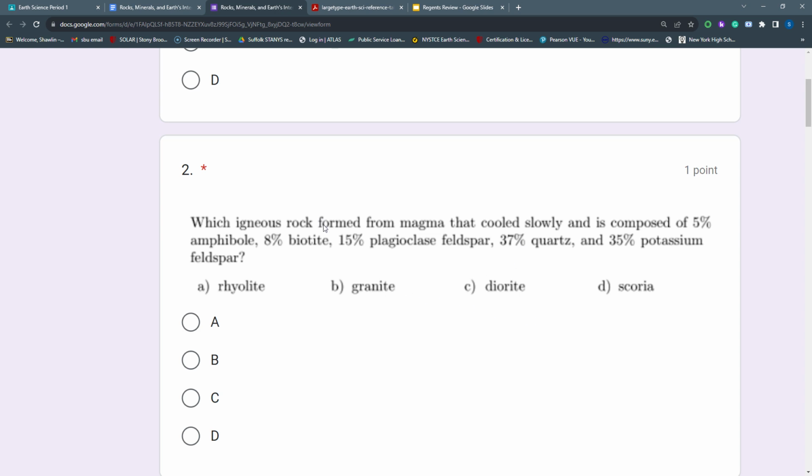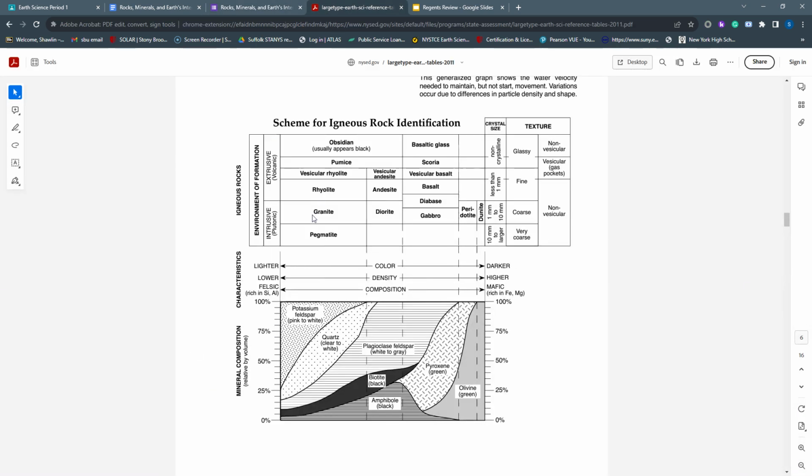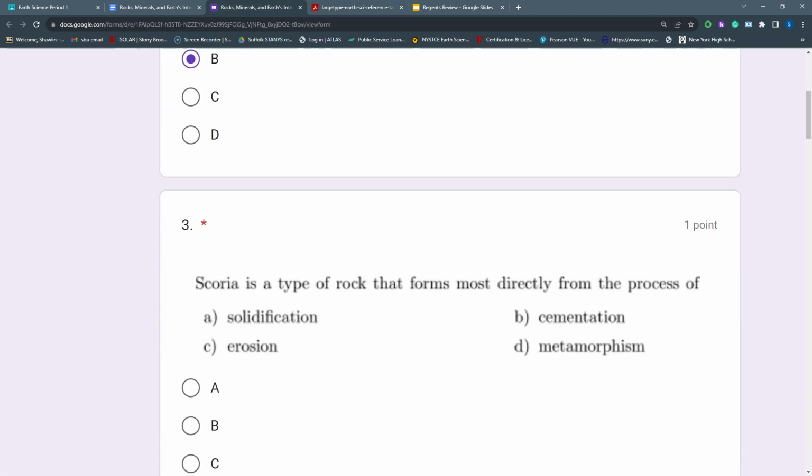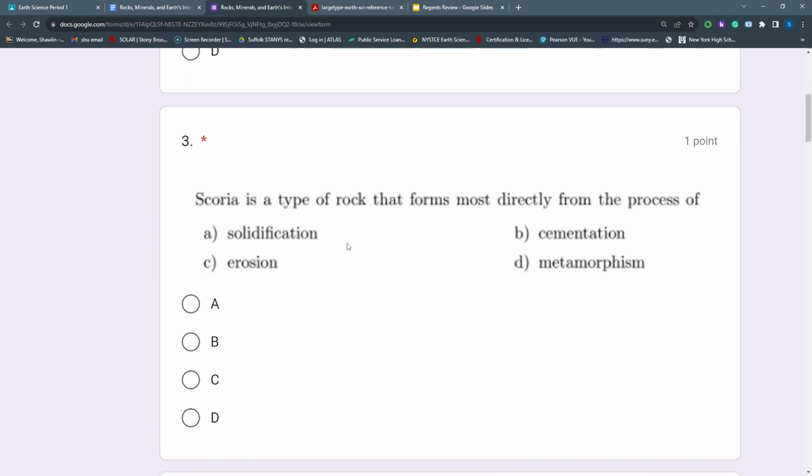Granite, however, has potassium. Here's granite. It has potassium feldspar, quartz, plagioclase feldspar, biotite, and amphibole. So that must be it. So the answer is B, granite. All right, number three says scoria is a type of rock that formed most directly from which of these processes?